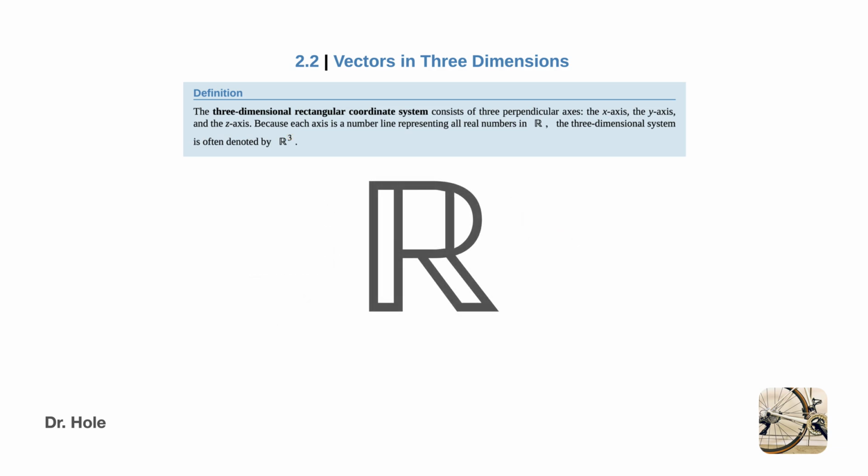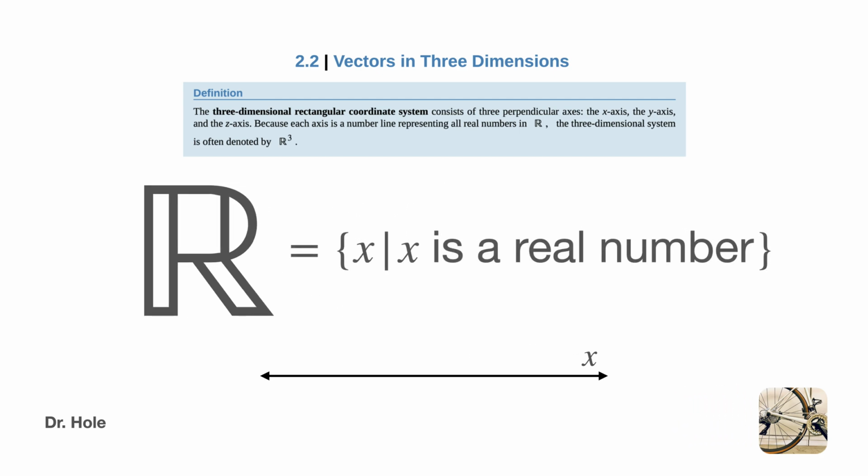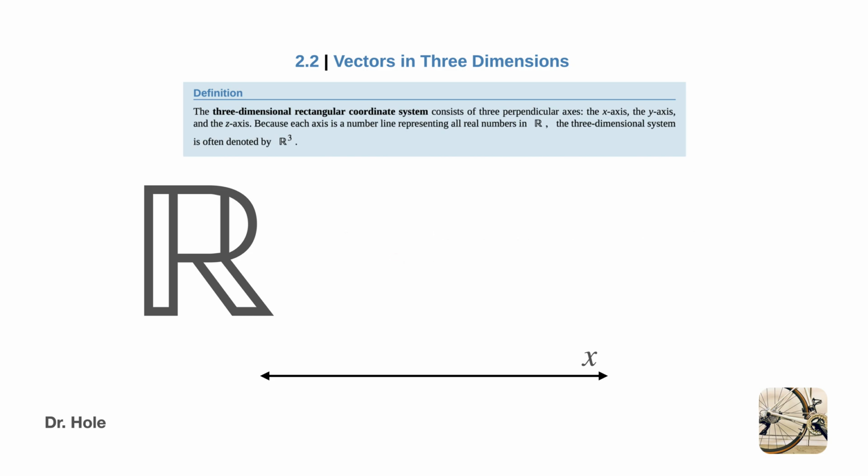Let's first go back and get comfortable with R. R would represent the number line. We typically use X to denote a real number. We can then write out that this set R is the set of X's where X is a real number. Pretty easy. Let's bring in the y-axis.